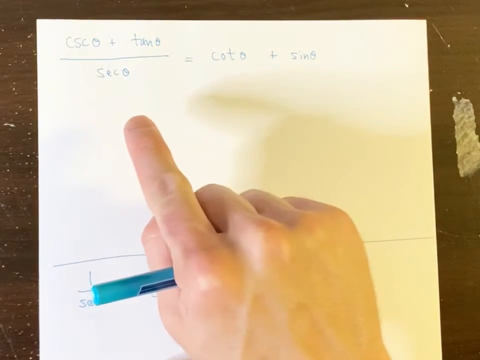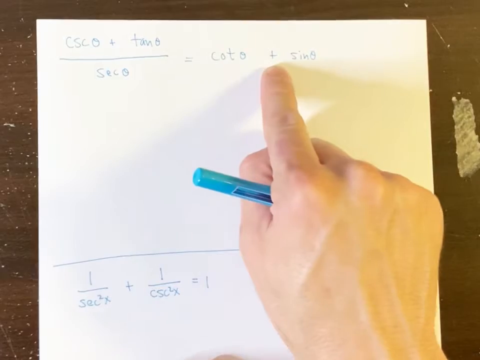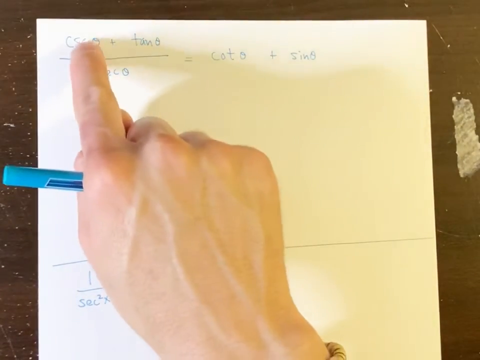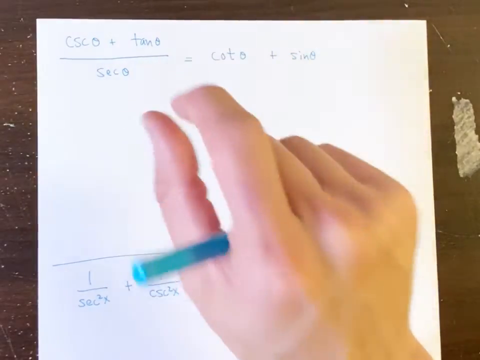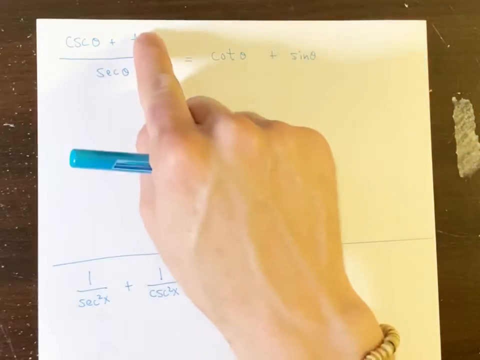I would rather turn a fraction into regular things instead of making regular things turned into a fraction. So I'm going to try to turn that into that. So I see cosecant, tangent, and secant. These are weird. Usually we like to turn things into sines and cosines instead of tangents and cosecants.